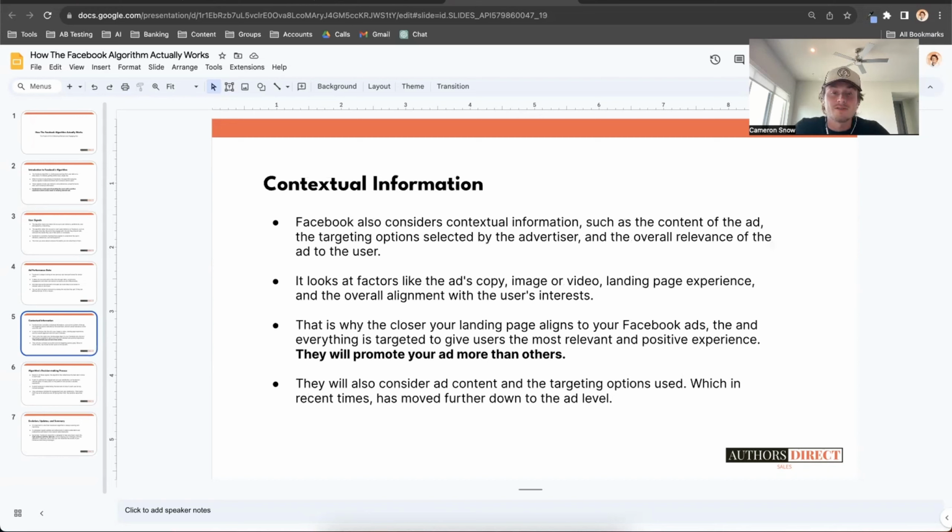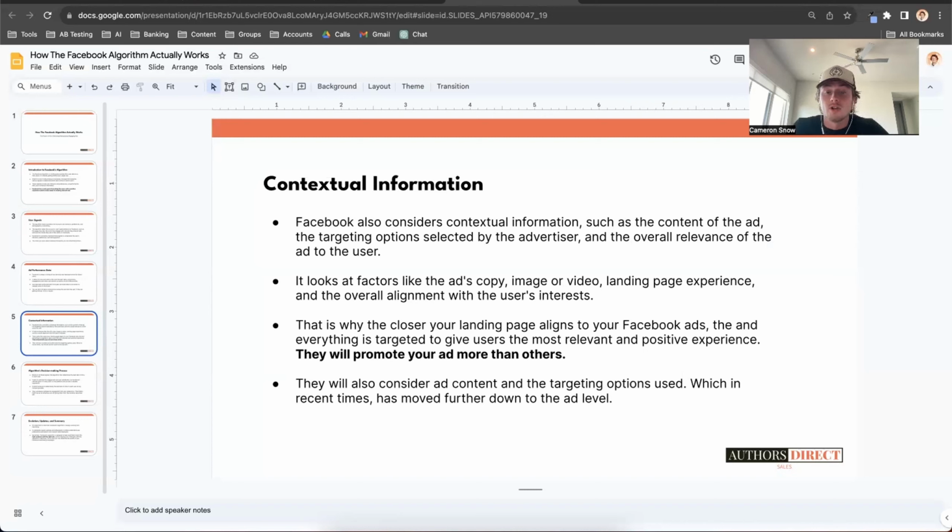So Facebook considers contextual information such as the content of the ad, the targeting options selected by the advertisers, and the overall relevance of the ad to the users. So it sees if people are just scrolling by the ad or if people are stopping, taking the time to engage and purchase. If more people are actually taking the time to stop, engage with the ad, and learn about it, they're going to want to promote that ad more. And it also looks at factors like ad copy, images and videos, the landing page experience, and essentially making sure that everything aligns with the user's interests.